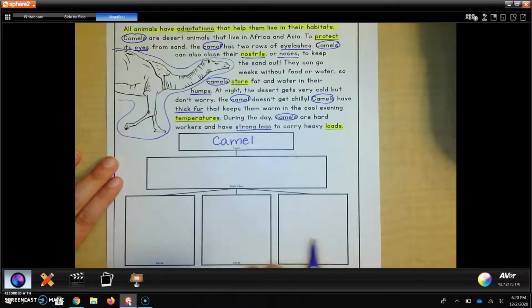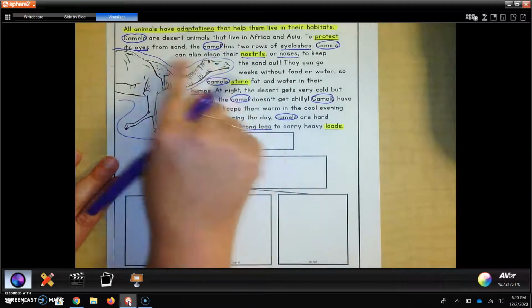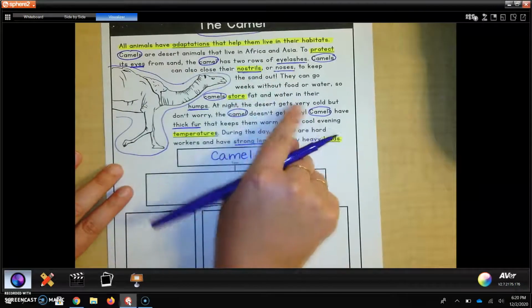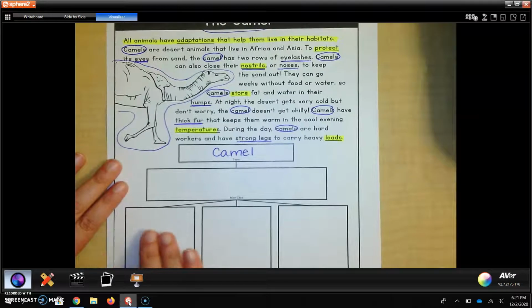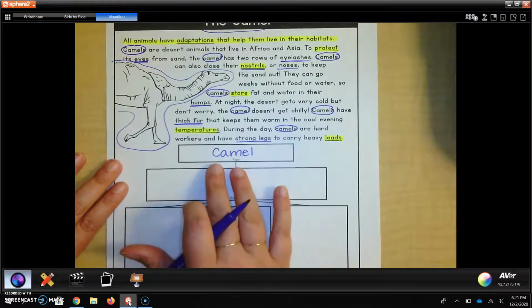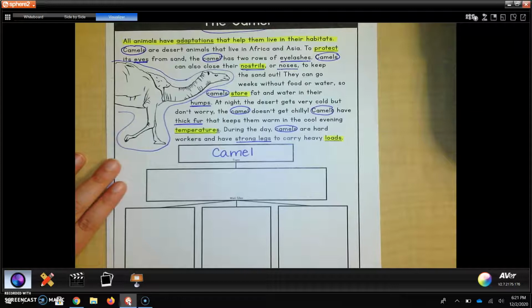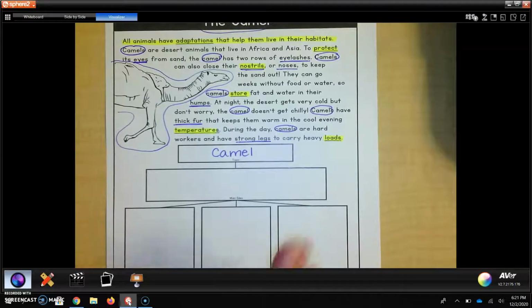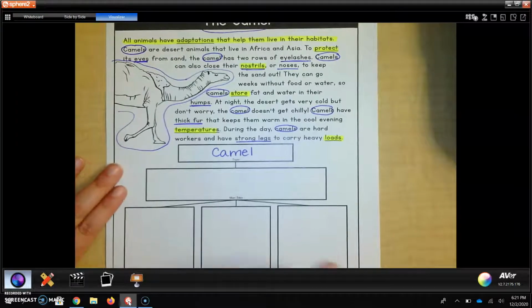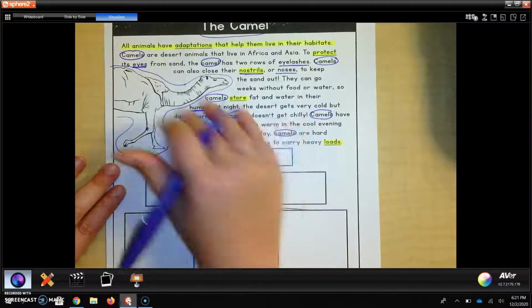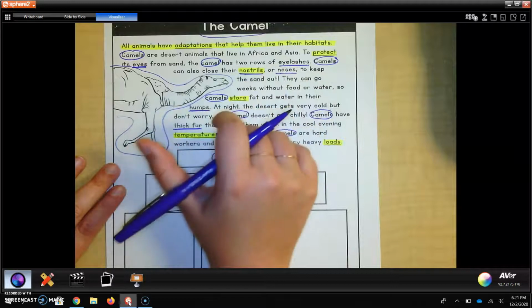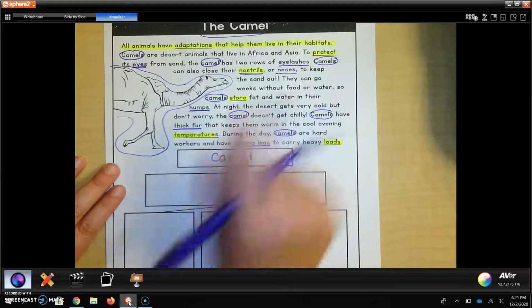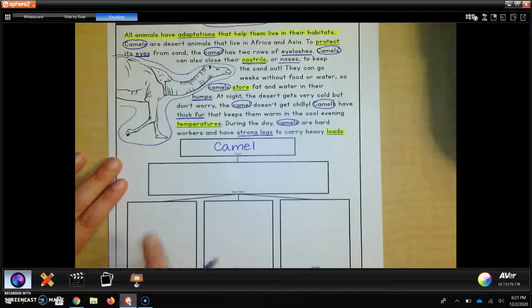Or you can go back, and because you've already identified your patterns and your repeating words and the clues that help you, you can put your supporting details first and then create your main idea. So I might do it opposite today. I already know that it was mentioning a lot about camels and how their body helps them live in the desert. So I might try to find one supporting detail that helps that, because that's most likely going to be my main idea.